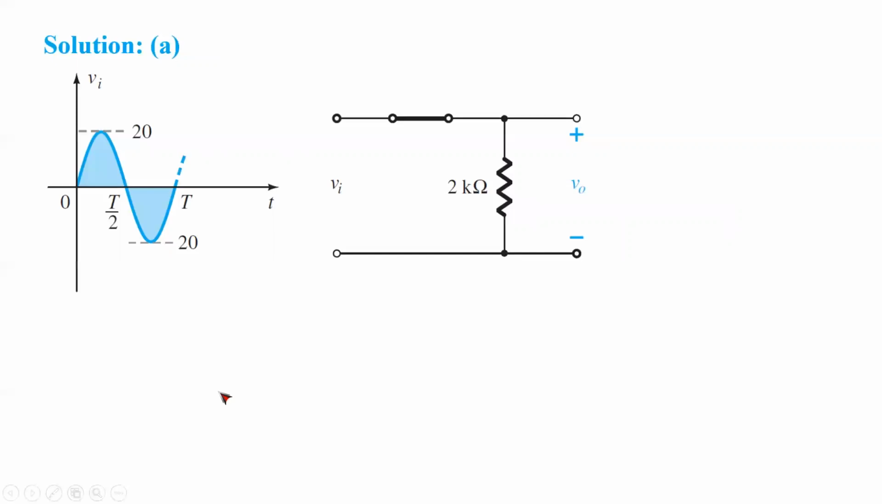Remember, for the first half cycle, this is solution A. For the first half cycle, that means this one, 20 and minus 20, the first half cycle is 20. This is your plus, this is your minus. So current will try to go in this way, clockwise. But remember, your diode is reverse biased now.